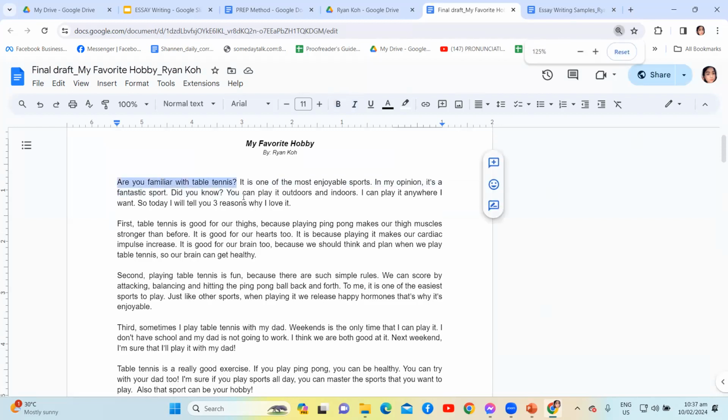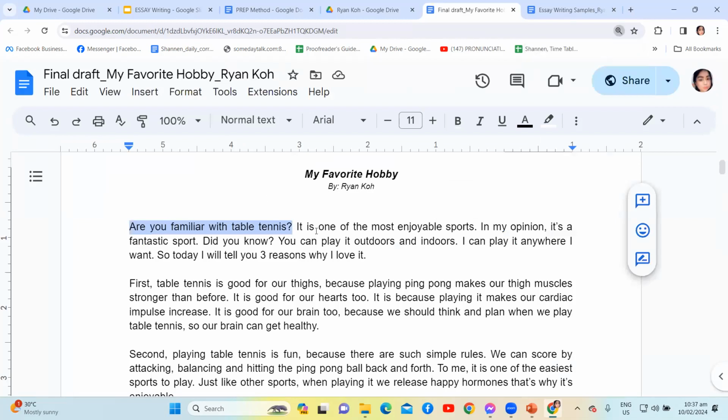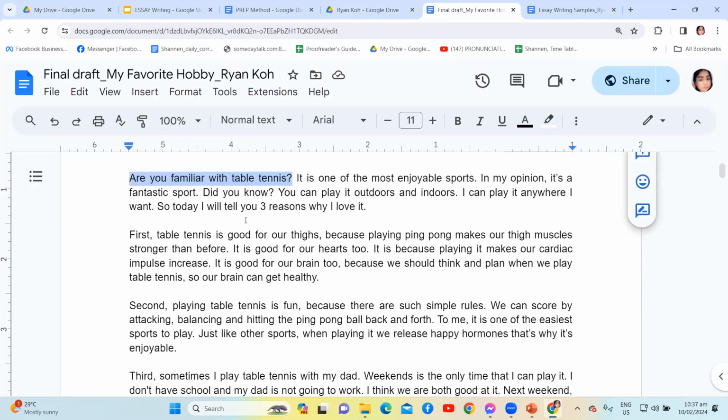A hook can also be a question, as long as it grabs the attention of your readers or listeners. Are you familiar with table tennis? It is one of the most enjoyable sports. In my opinion, it's a fantastic sport. Did you know you can play it outdoors and indoors? I can play it anywhere I want. So today, I will tell you 3 reasons why I love it.